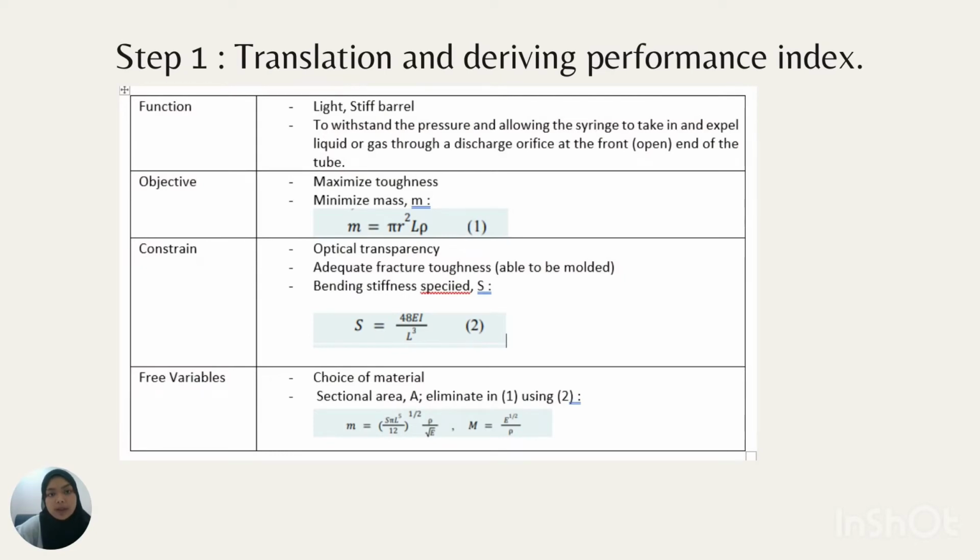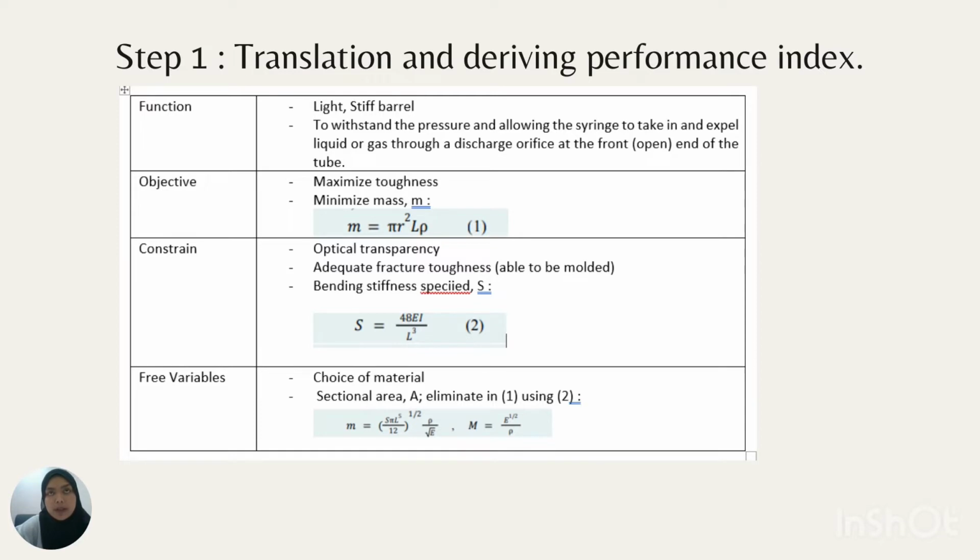Step 1. Translation and deriving performance index. Function: a stiff barrel, to withstand the pressure and allow the syringe to take in and expel liquid or gas through a discharge orifice at the front, which is the open end of the tube. The objective is to maximize the toughness and minimize the mass. And the constraint is optical transparency and adequate fracture toughness, which is able to be molded.